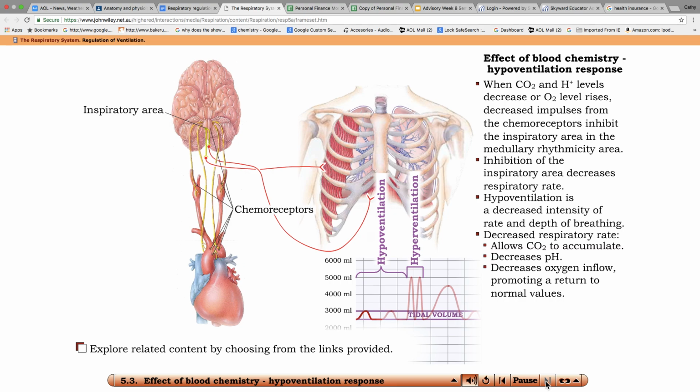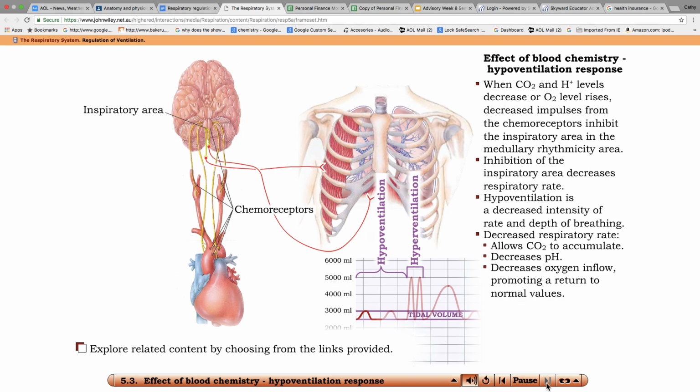So part of what you're looking at is pH. If you slow down your breathing rate, you decrease your pH. If you increase your breathing rate, you increase pH. So it's also monitoring the chemicals in the body.